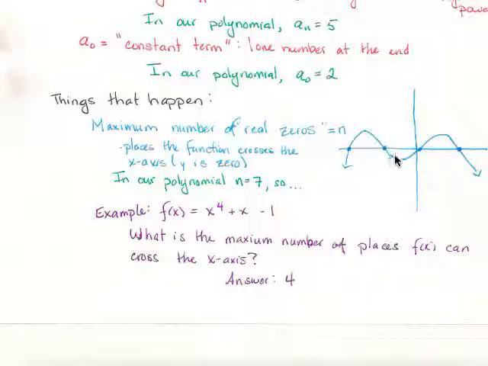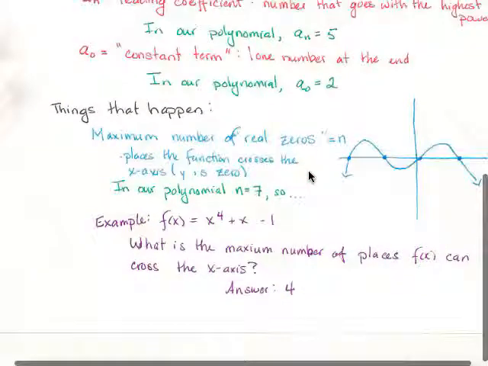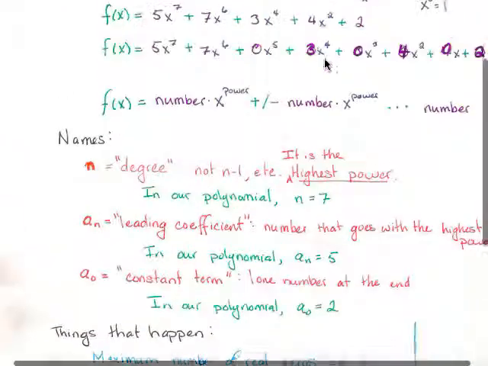So if, I don't know, say this is -7, and then this is -3, and this is 1/2, and this is 6. I'm just guessing vaguely what those numbers look like. We would say our real zeros are -7, -3, 1/2, and 6. Because they're the places the function crosses the x-axis. In our polynomial, n was 7. Remember, we determined that. It was the highest power.